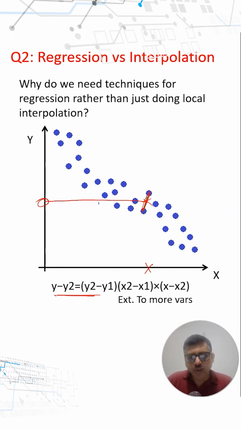And my question to you is, why is this not a good idea? So why is local interpolation not a good idea? And why do we need techniques for regression? That is the question.